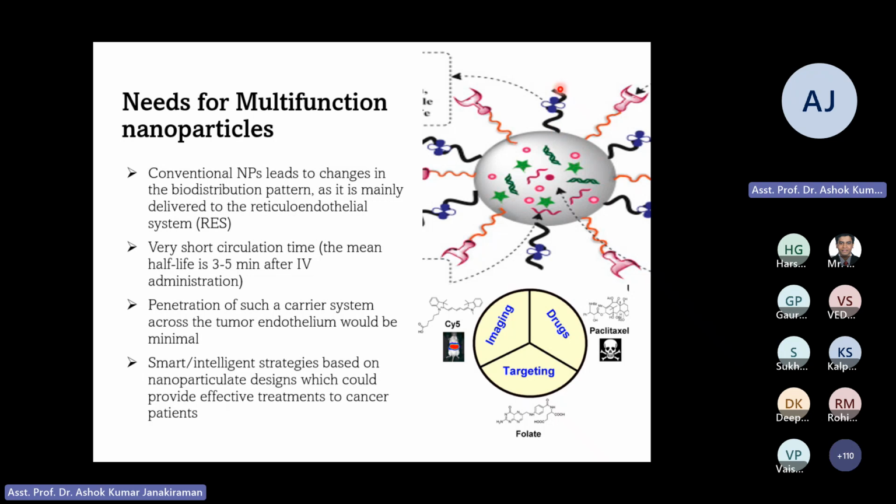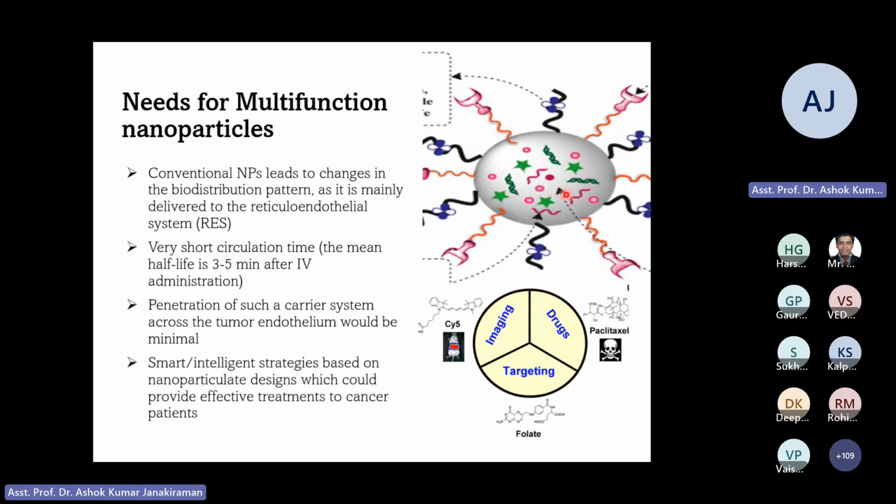We enhance the biodistribution pattern of our drug. Then the next one, the red color, we can call it a targeting moiety. So that can be easily attached with the receptors to deliver the drug.